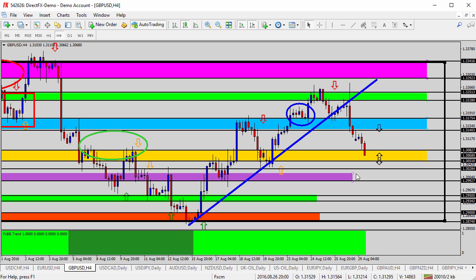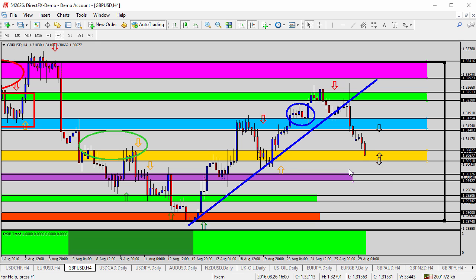Let me see if I can get that selected, and I'll draw this back down. It's about right about there. So we're looking at 1.3010 to 1.2990 as this purple shaded area. So if it can get through the yellow zone, that becomes your next support.